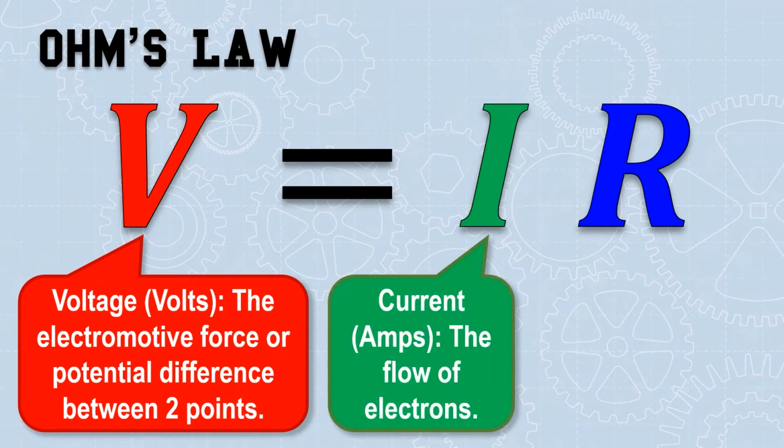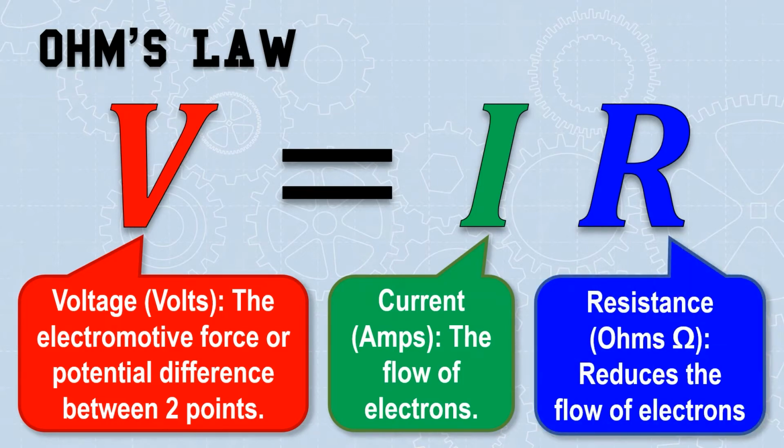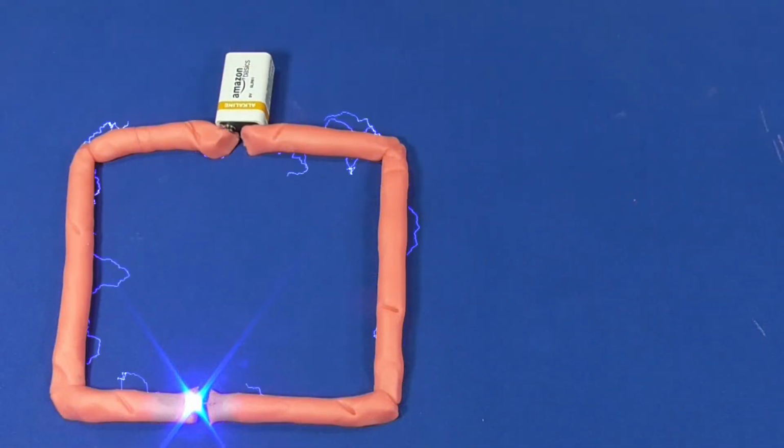I is our current, measured in amperes or amps. This is the flow of electrons. Times our resistance, measured in ohms, or the omega symbol. This reduces the flow of electrons. At individual points within a circuit and the circuit as a whole, you can examine and calculate using this relationship, Ohm's law. This is an example of a basic circuit.